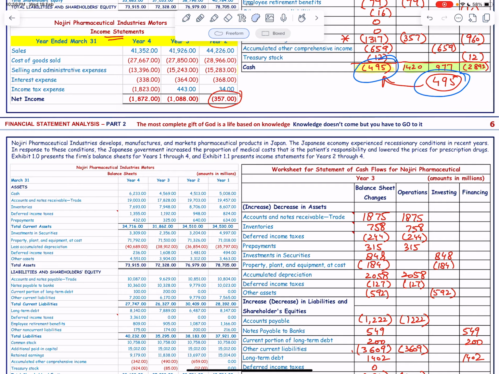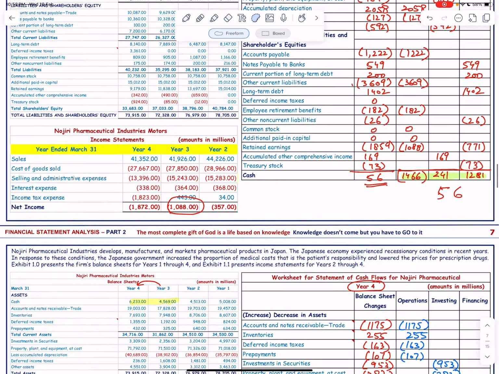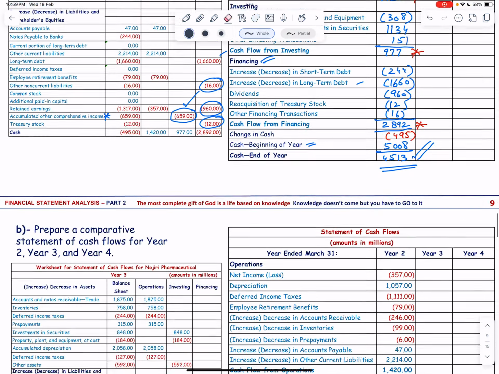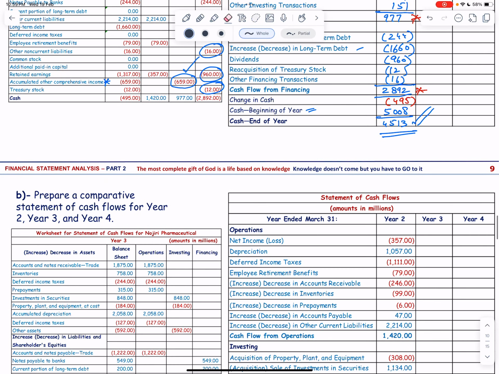Okay. So next we are going to go for, so this is how we prepare a comparative statement of cash flow for year number 2. We have done it for year number 2, and so I have simply copied these values over here, and now we go for year number 3.